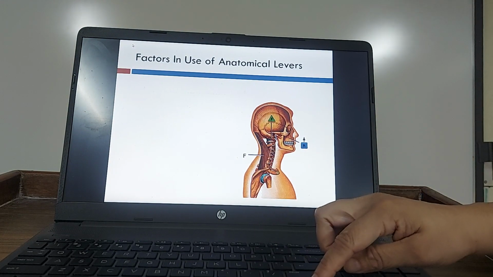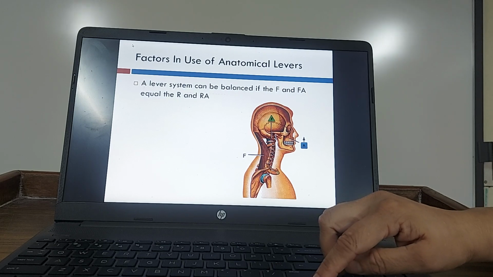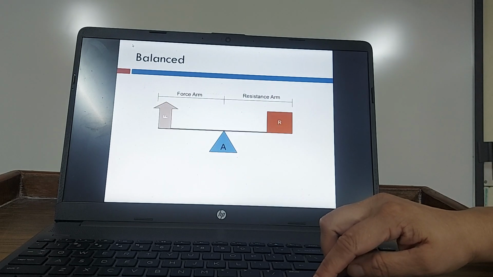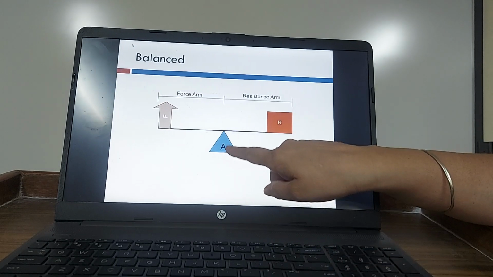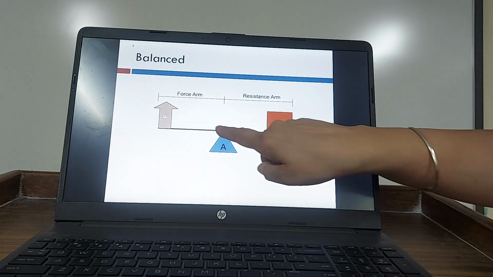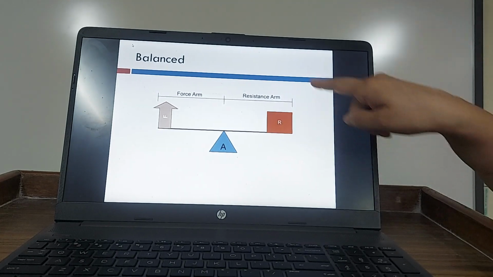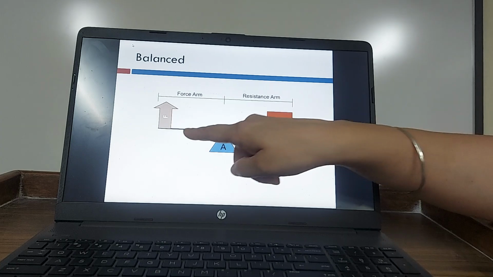Now, what are the factors which affect the anatomical levers? This is a simple lever system where we have to balance the effort with the effort arm and the resistance with the resistance arm. That means if the axis is here, we have an effort arm or force arm and the resistance arm, and this is in a state of equilibrium, a balanced state.